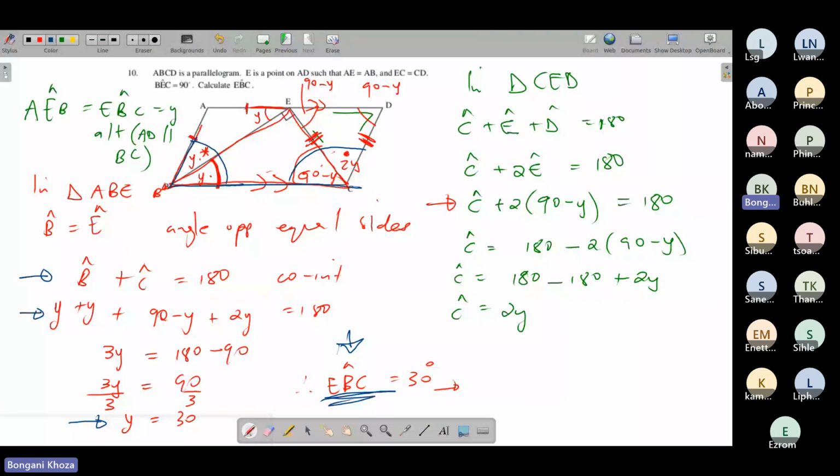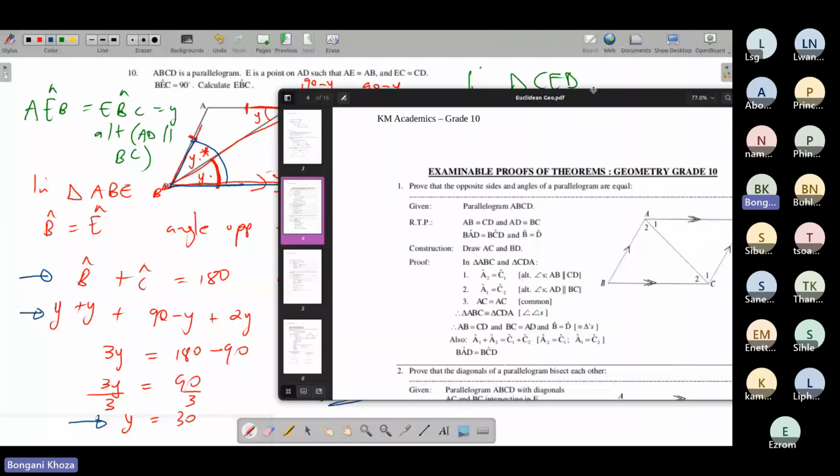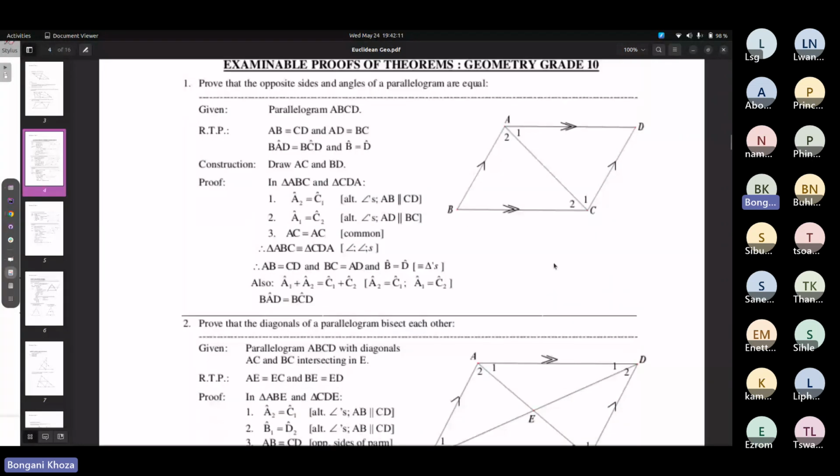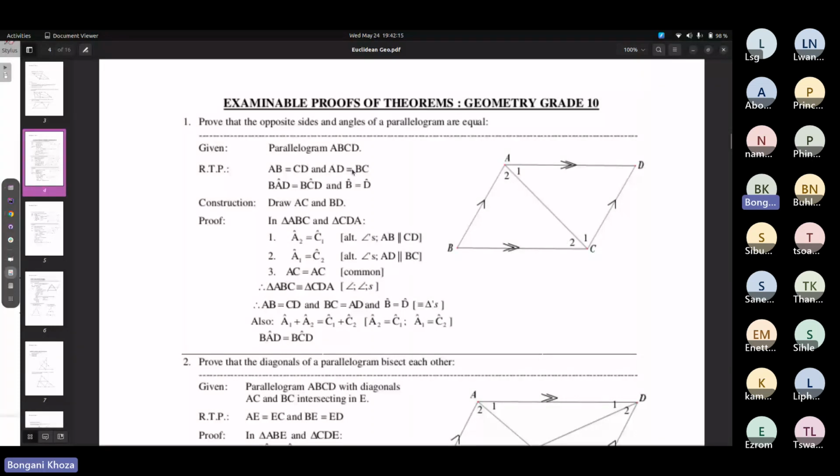All right, the next pages that you're given there are just proofs that you can be asked to prove in an exam. So your role is to go through those and try to understand. I can try and explain them. What's happening here is that you are asked to prove that the opposite sides and angles of a parallelogram are equal. RTP means required to prove, right? So we're given that ABCD is a parallelogram.